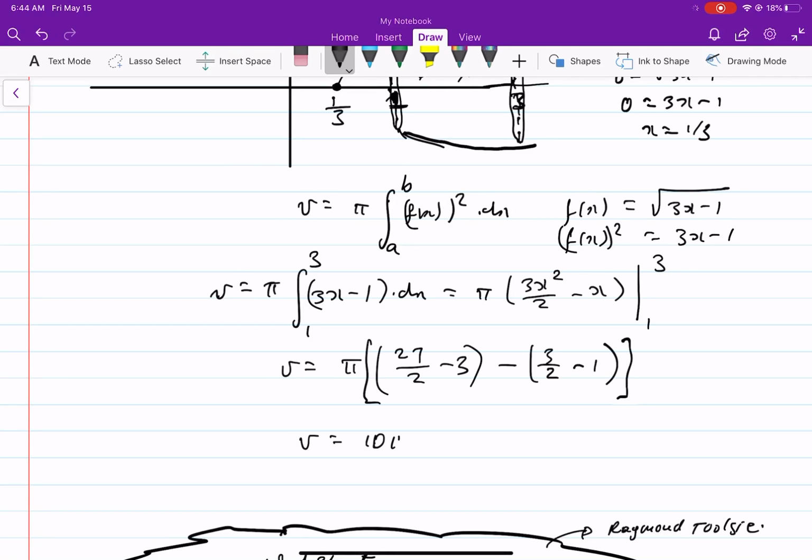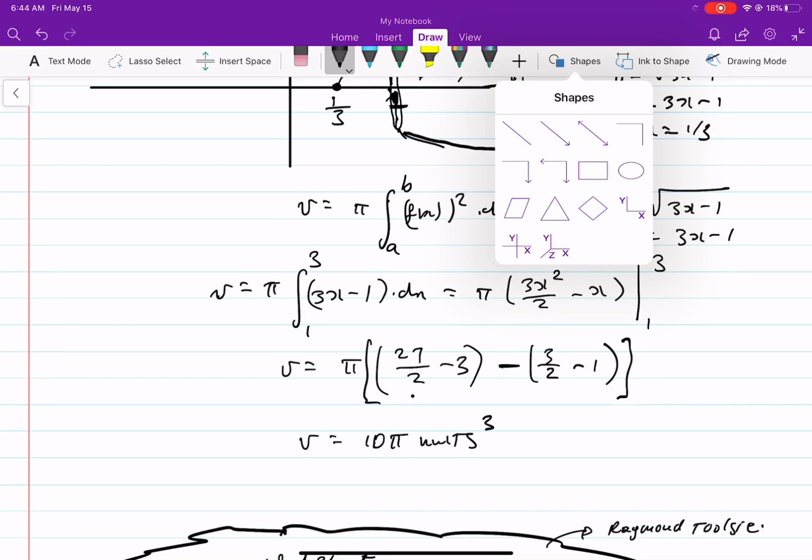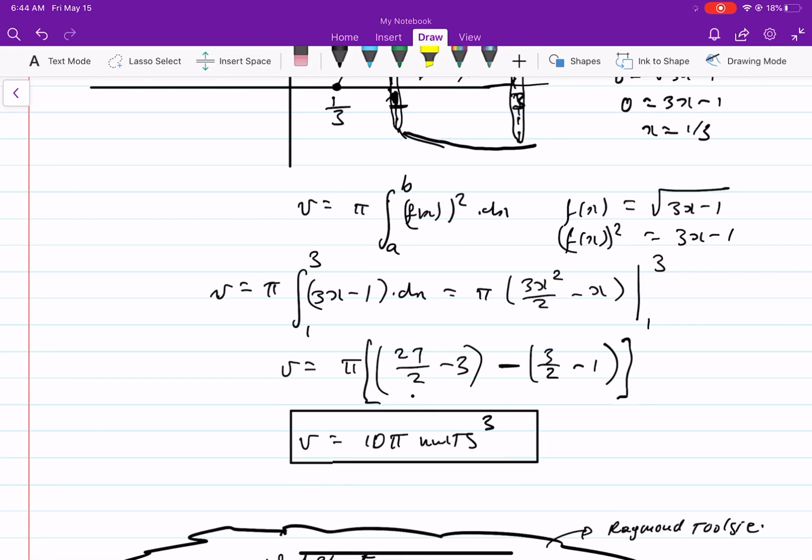I'll check it back. I'm prone to making errors. 27 halves. Yeah, in the second bracket is 3 halves minus 1. 1 is 2 halves. 3 halves minus 2 halves is a half. So after this minus sign, you just get a half. 27 halves minus a half is 26 halves. 26 halves is 13. 13 minus 3 is 10. I think I'm right there. 10 pi. And that's how you find that volume.